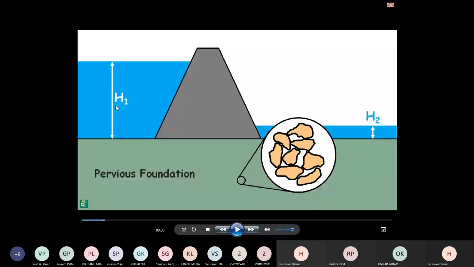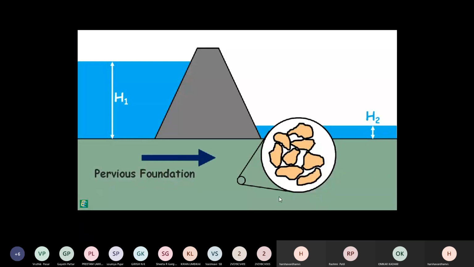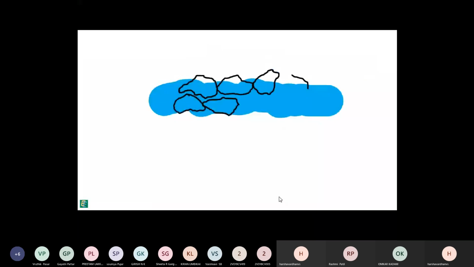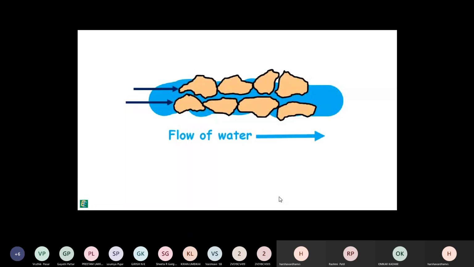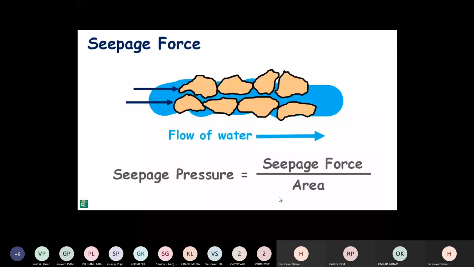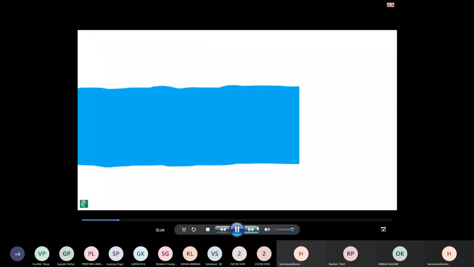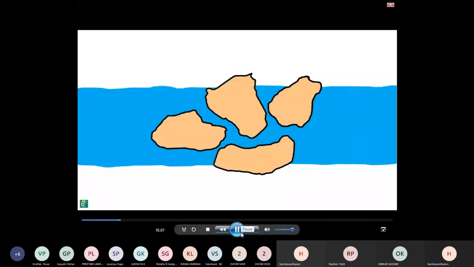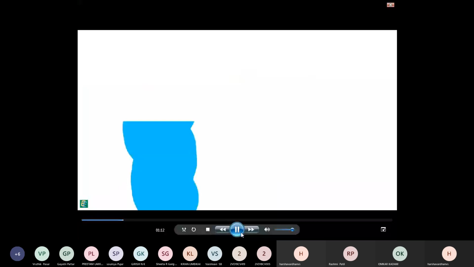On the upstream side, the depth of the water is H1. On the downstream side, the depth of the water is H2. The water flows from upstream side to the downstream side because of the difference in the head. Now, when the water flows through the soil, a seepage force is applied on the particles of the soil. The pressure, seepage force divided by area, is called seepage pressure.